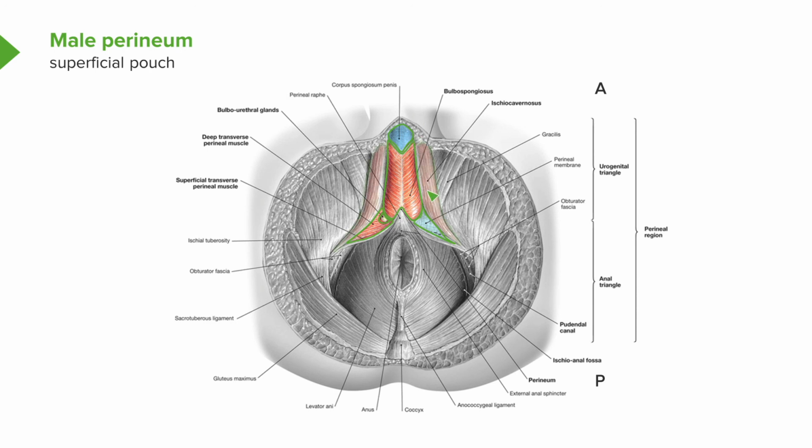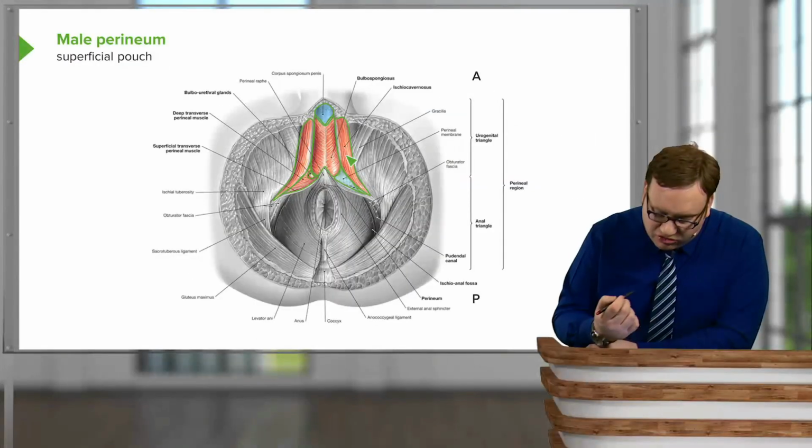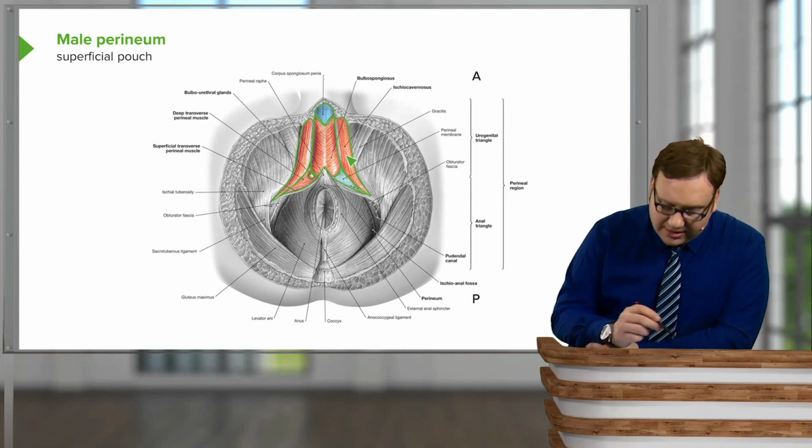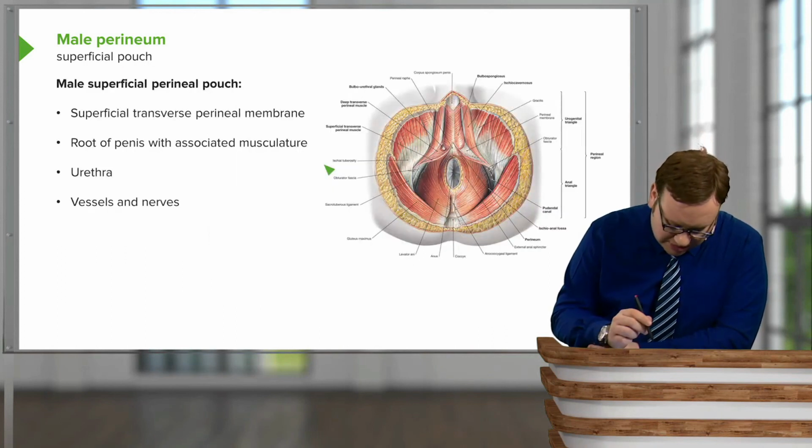Radiating away from the lateral aspect of the perineal membrane and coming from the ischiopubic ramus, we have the ischiocavernosus muscle, which is surrounding corpus cavernosum. And these muscles are really important.